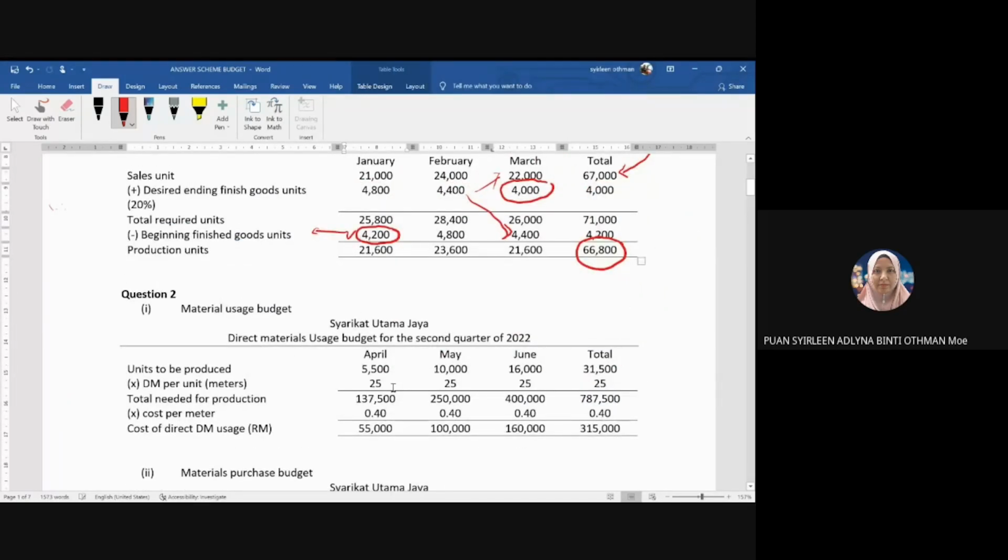Syarikat Utama Jaya is a toilet paper manufacturer. It gives the following information related to the production budget for the second quarter. Second quarter means we will only use April, May and June. The question gives up to July, so July is additional information. The ending inventory policy for material X is 25% of the following month's production requirement. Production requirement means the total needed for production in units. To find the ending inventory for April, I look at the total needed for production in the following month.